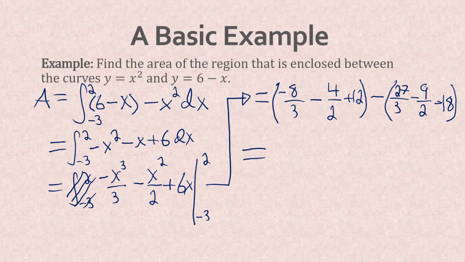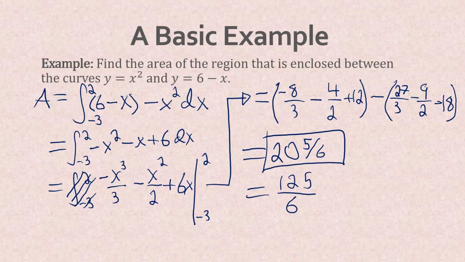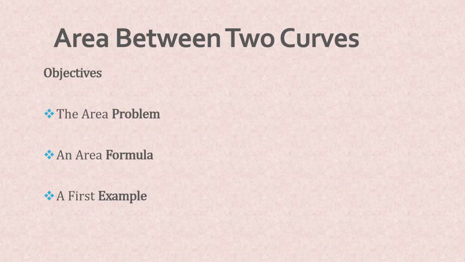And if we simplify all that and add up all those terms using your calculator, in the end you get 20.56, or if you're an improper fraction person, 125 over 6. So either one of those is acceptable. And that's the amount of area enclosed by those two curves.